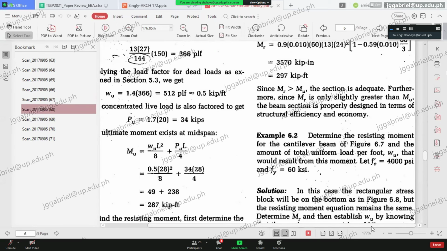Now, for the next exercise, instead of a simply supported beam, we have a cantilevered beam. It says, determine the resisting moment for the cantilevered beam of figure 6.7 and the amount of total uniform load per foot that would result from this moment. So we have to compute for the MR, the resisting moment, and then having that resisting moment, what's the ultimate distributed load that it can carry? That's what it is asking.